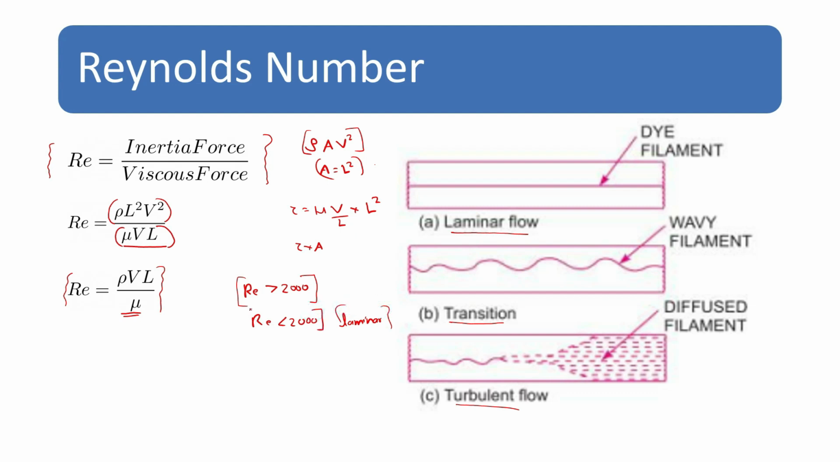This number is applicable only for fluid flow in a pipe, to classify the flows as laminar and turbulent in a pipe flow only, not in an open channel flow, only for a pipe. This is the number 2000. You need to remember this number.